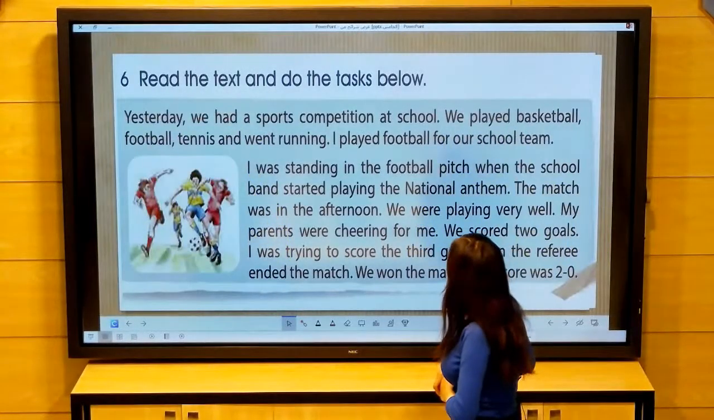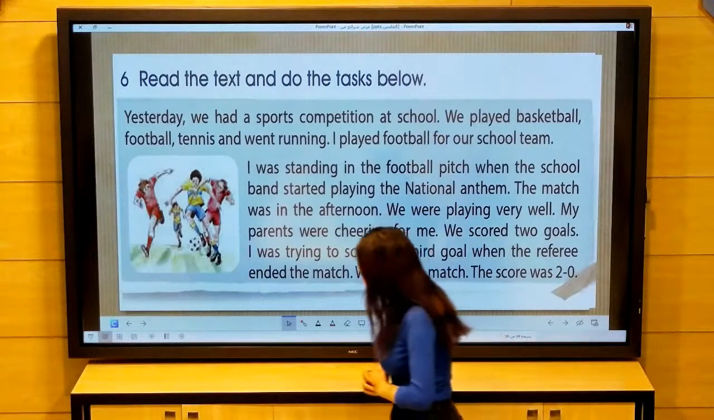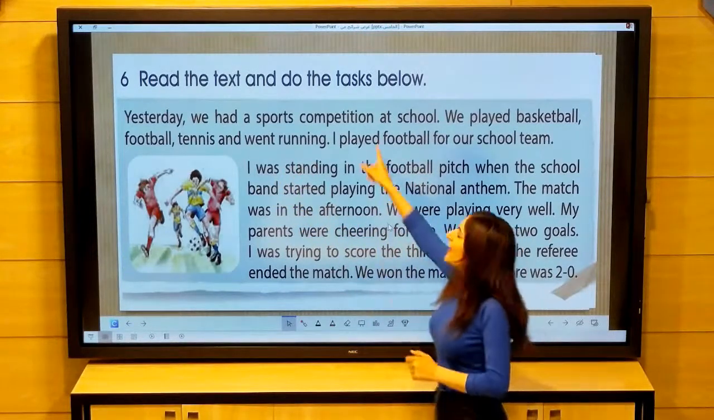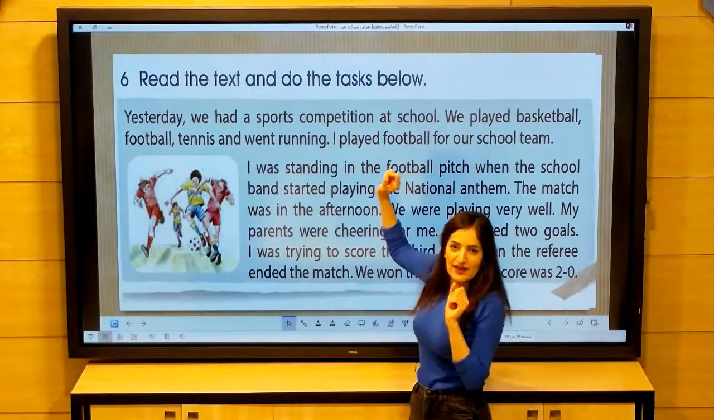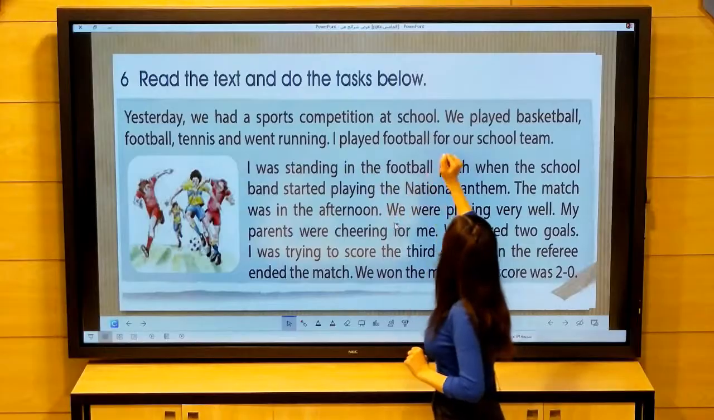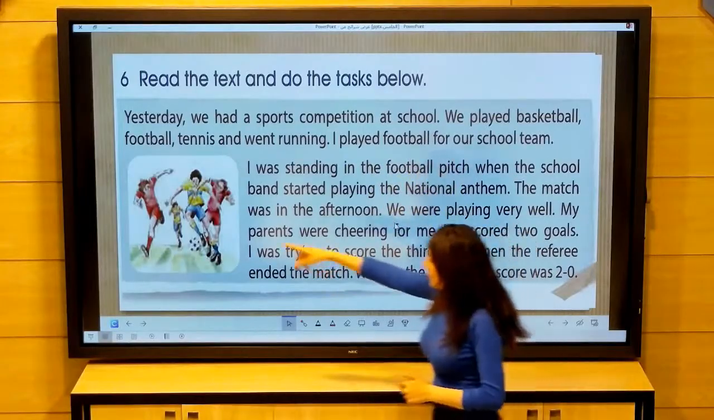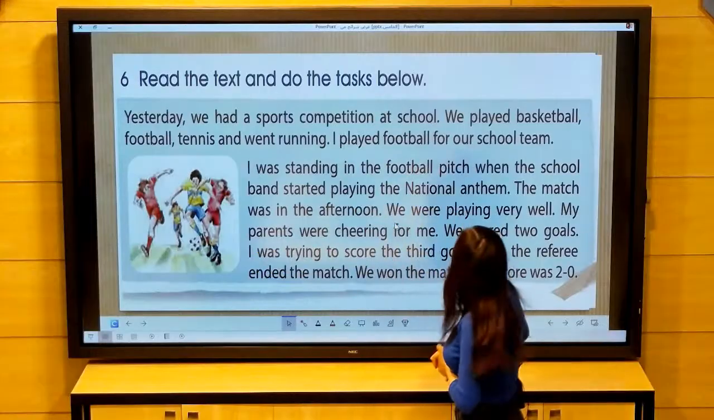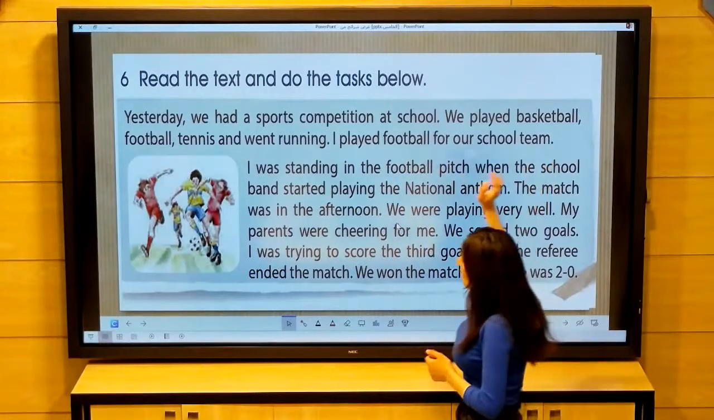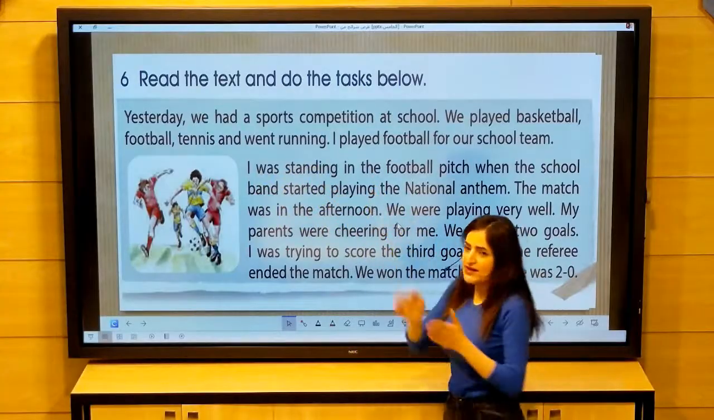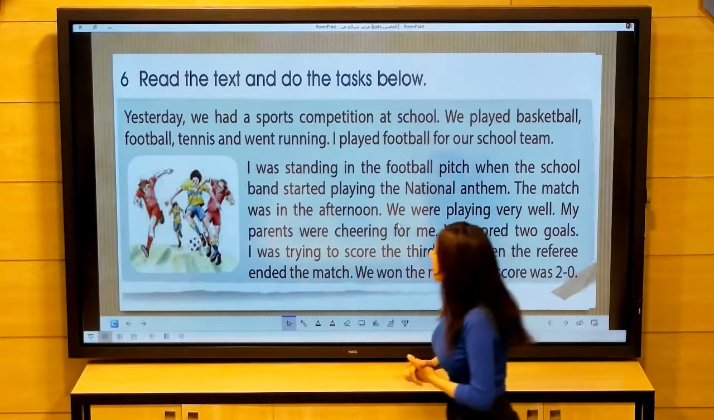Now, read the text and do the task below. Yesterday, we had a sports competition. Look here, competition, okay? The sound of sha, shin. At school, look here. They were playing basketball, playing football at school. We played basketball, football, tennis, and went running. So many sports they did yesterday.